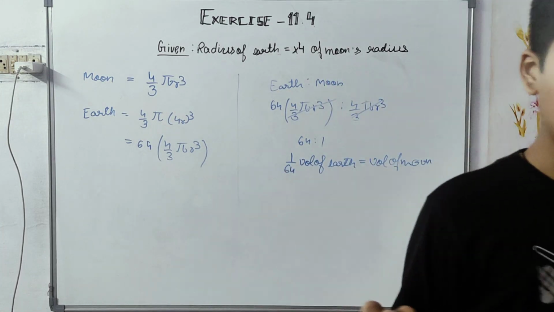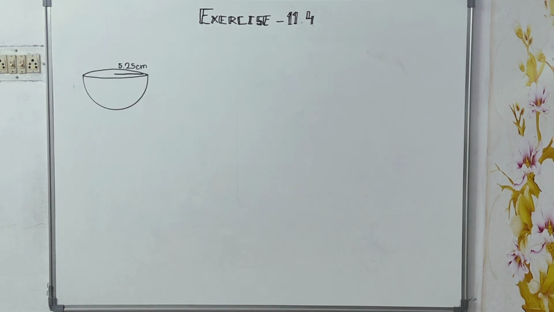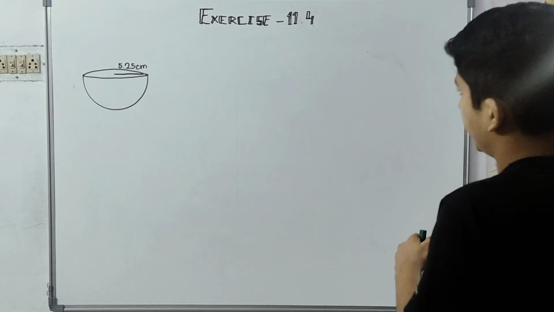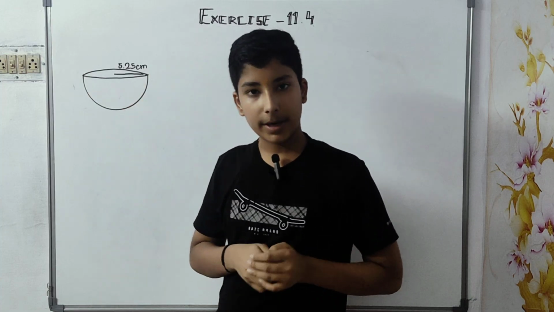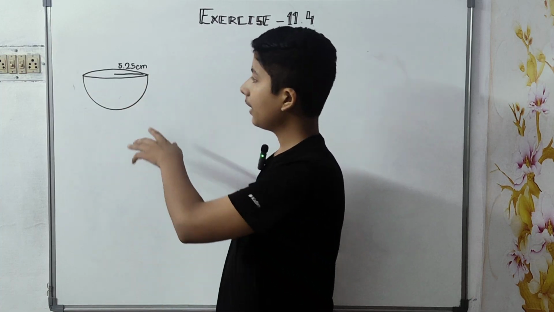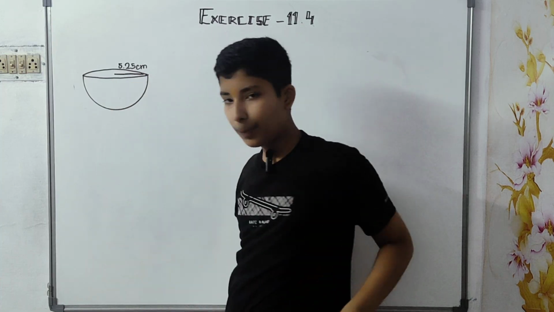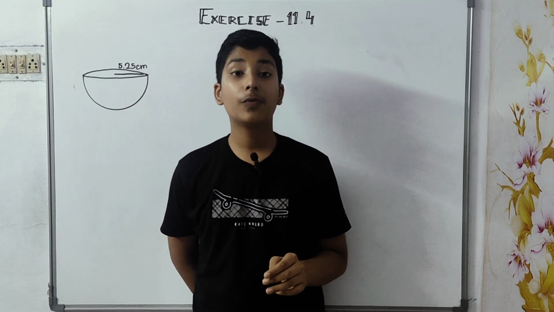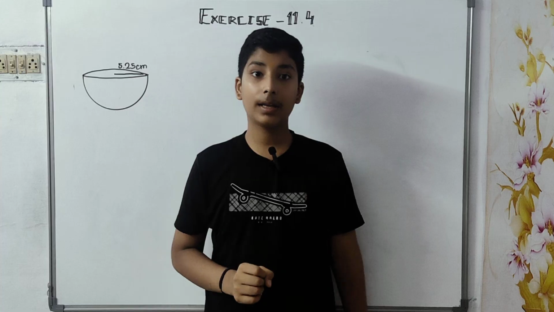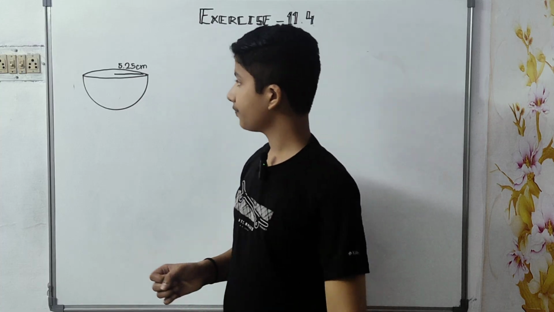Now we'll continue with the next question. Here it is given that there is a hemispherical bowl in which the radius is 5.25 centimeter, and we have to find out how many liters of milk it can hold.